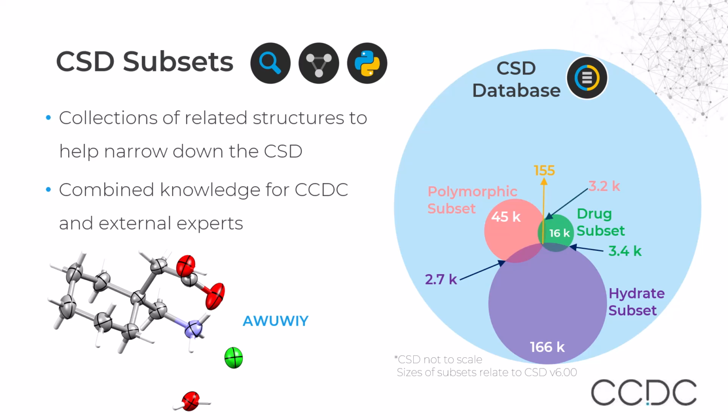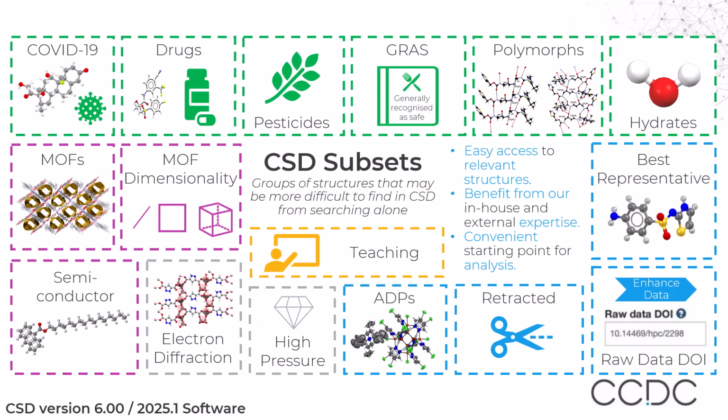Subsets have been created based on the perspective the CCDC has built up over the many years of serving the community, and also from the knowledge of external experts. For more information on the criteria with which subsets are created, please see the video description. As a brief introduction, here is the current range of subsets available in the CSD. The list has grown over the years, with the Generally Recognized as Safe, semiconductor, retracted, and raw data DOI subsets being the most recent additions.